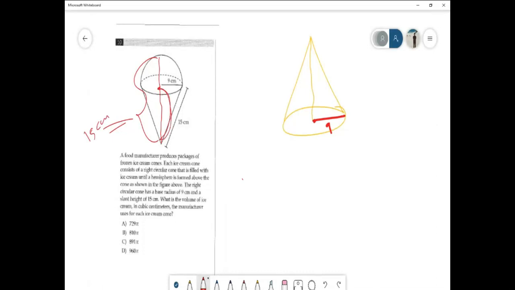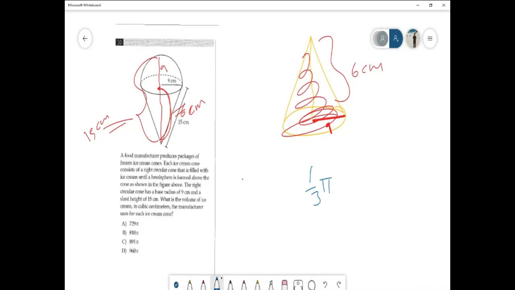It should be from here until here. Okay, this is 15 centimeters. 50 centimeters. I need to find this portion, right? From here to here, which will be, this is 9. If I subtract 9 from 15, it will be 6 centimeters. So the height is 6 centimeters.